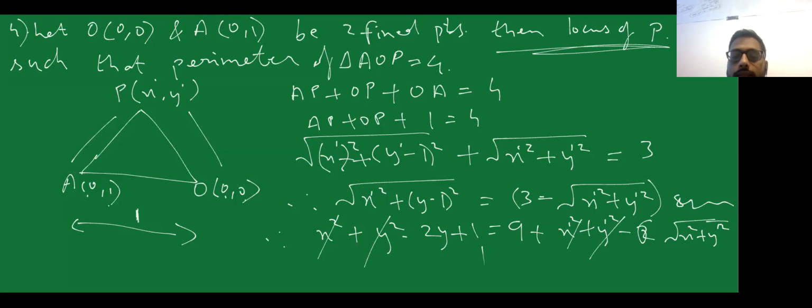I hope you can easily solve this further. Just remove this equation sign and that would be the equation of the locus. So pretty easy question. Triangle was given, perimeter was given. We have found the sides by using the distance formula. Just equate them and simplify the equation.